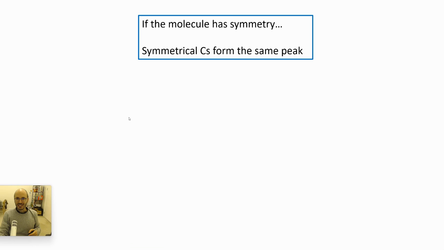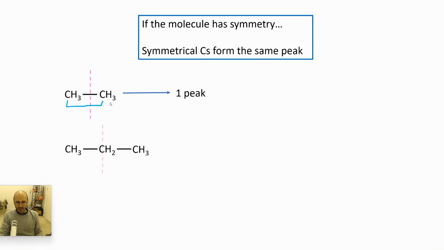But if the molecule has symmetry, then the carbons which are on either side of the line of symmetry will be equivalent. They will give you the same peak. For example, when we have ethane, there's a clear line of symmetry, and therefore these 2 carbons will give you the same peak. So you only get 1.